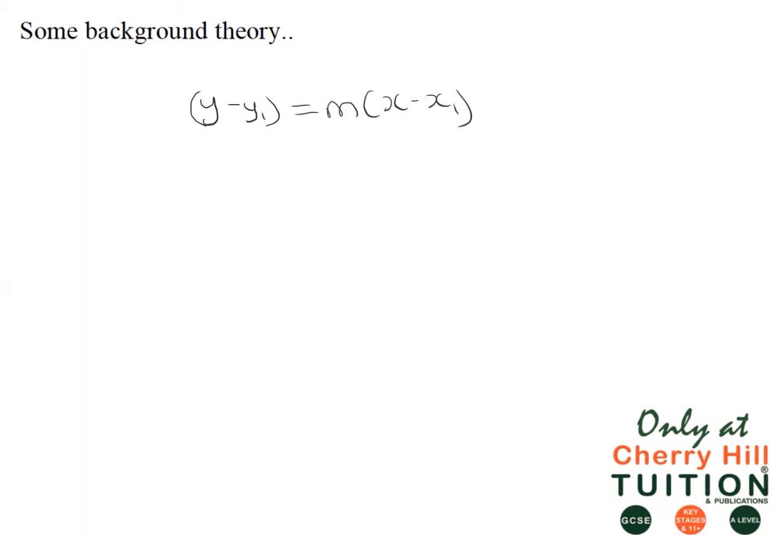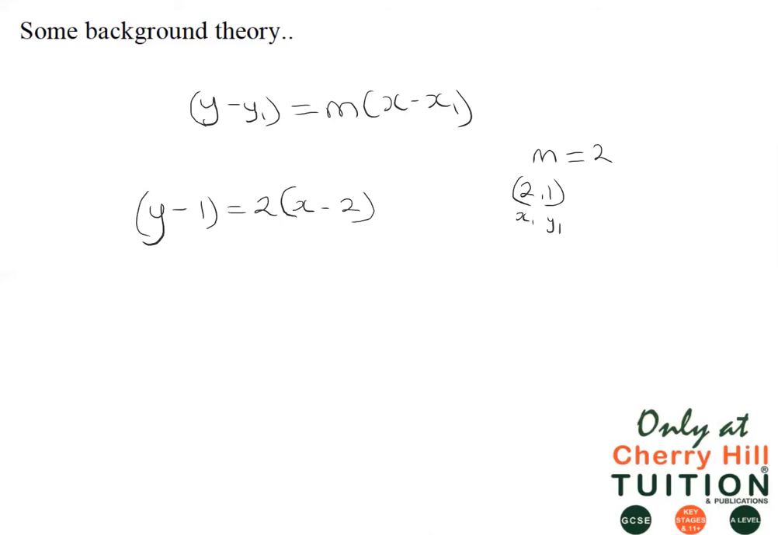So for example, if we knew that the gradient was 2 and we had a point which was 2, 1, we can plug these values into the equation and work out the equation of the line. So let me show you how this works. So this will be x1 and y1. So we have y minus y1, which is 1, is equal to m, which is 2, brackets, x minus x1, which is 2.